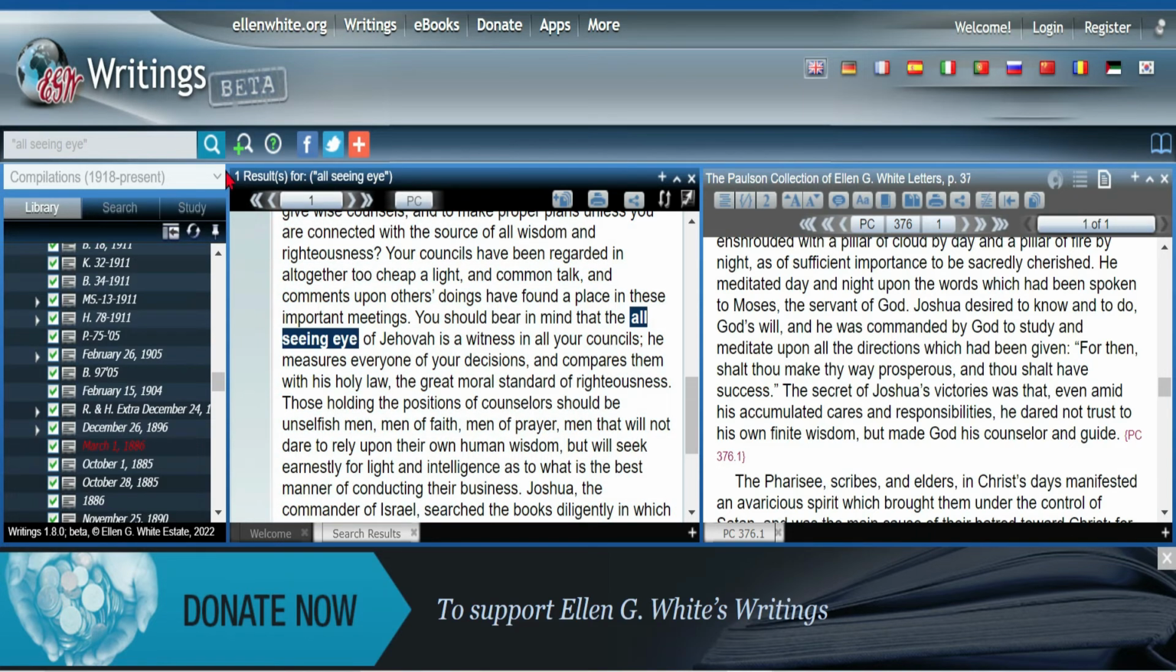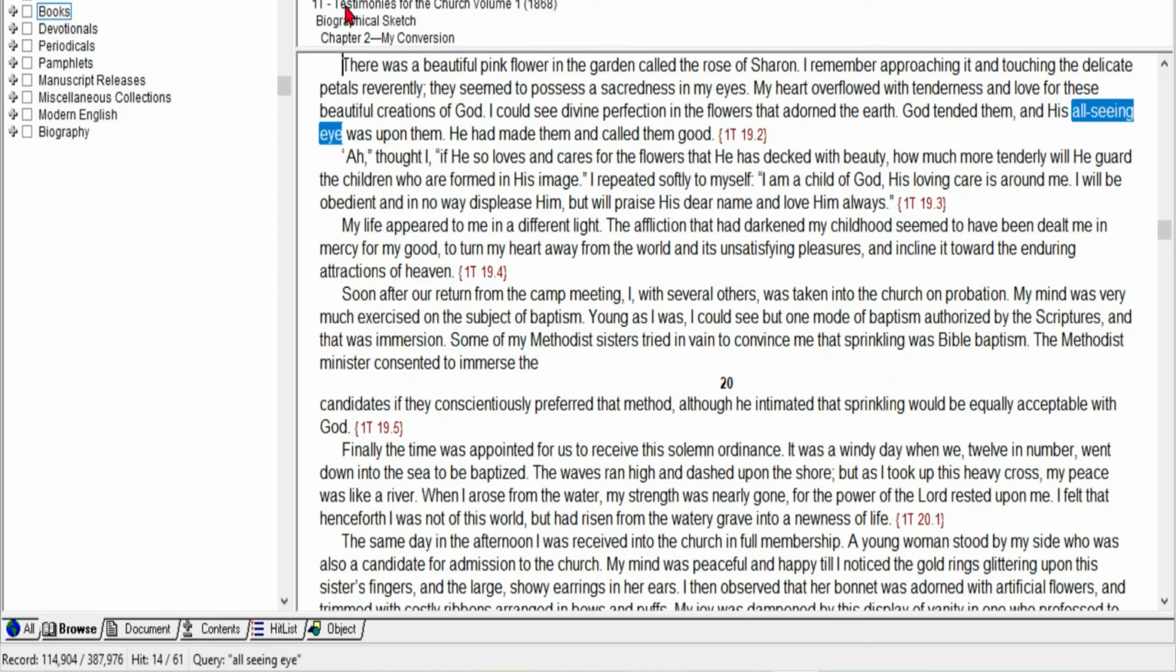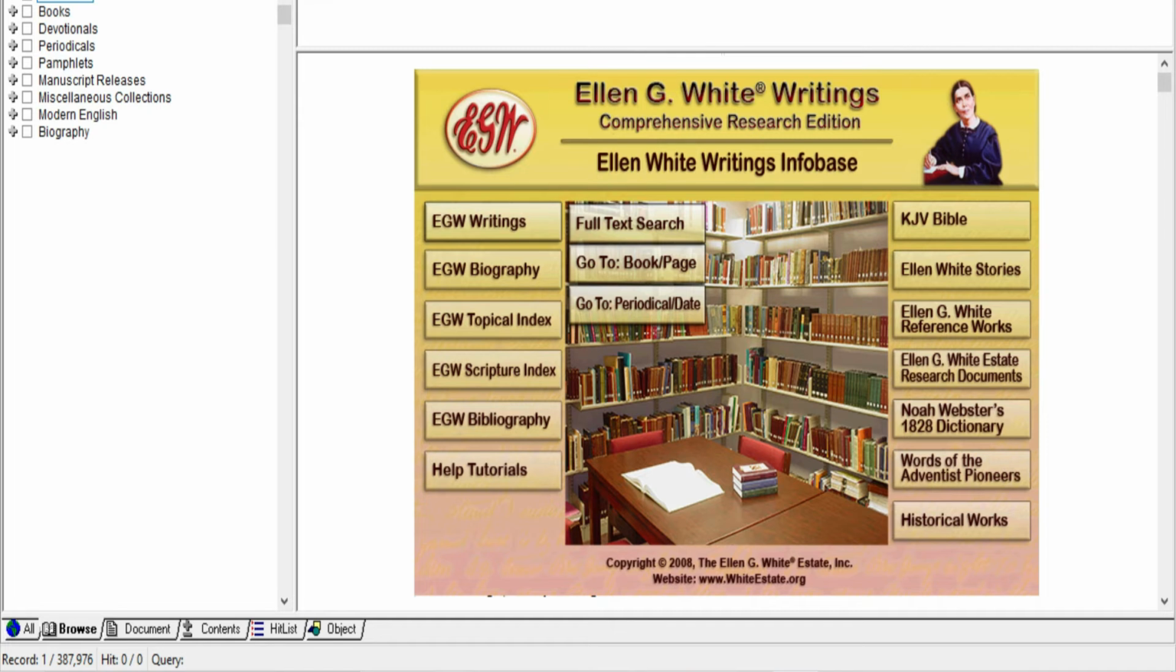So we have one spot in all the writings, but if we just do lifetime works, it disappears. There's none. So you'd think somebody added that. But let's go to something older. I don't know why they did that. Maybe they think it's paganism, so anybody who types in all-seeing eye, let's just not have it show up. There are a lot of things now that I used to be able to find, and you cannot search them anymore.